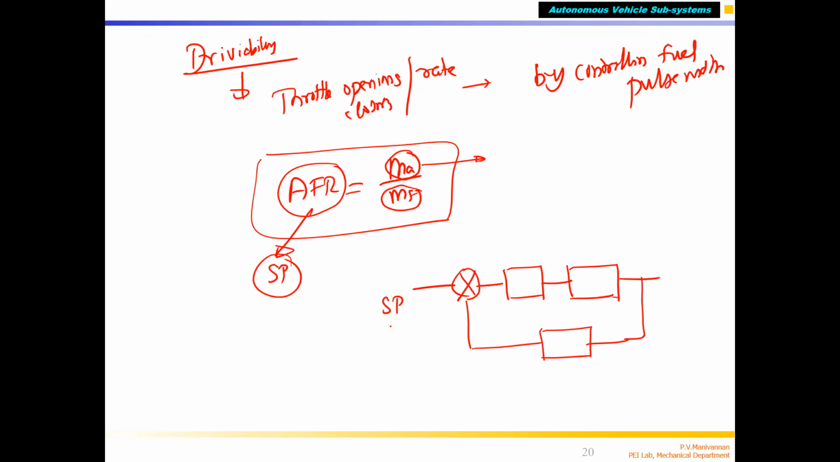So the set point, I say that my air-fuel ratio I can vary from 12 to 1 to, for example, 18 to 1, correct? It varies. We know that when you run the throttle, the air-fuel ratio will vary, correct? So for example, mid throttle condition.